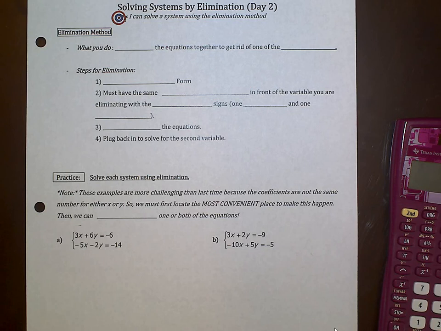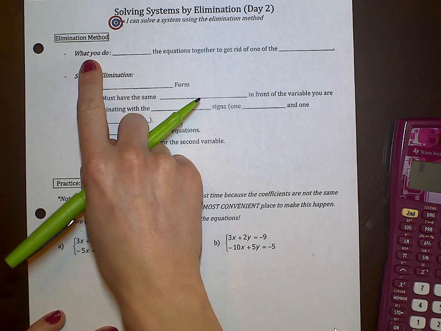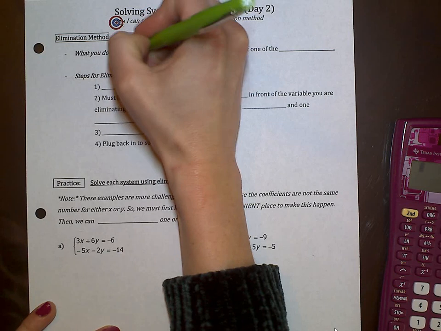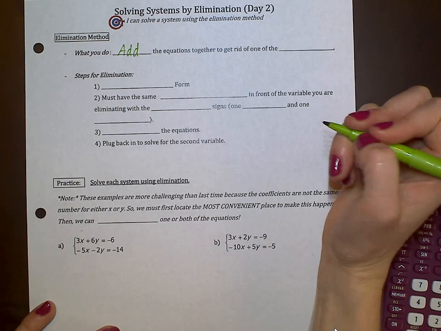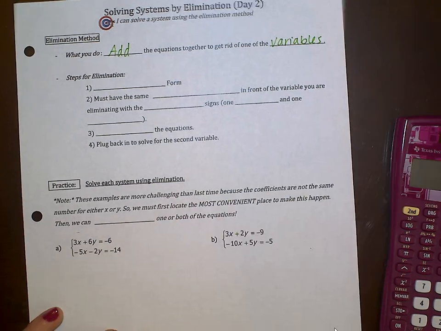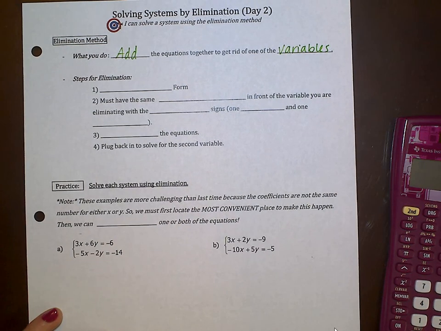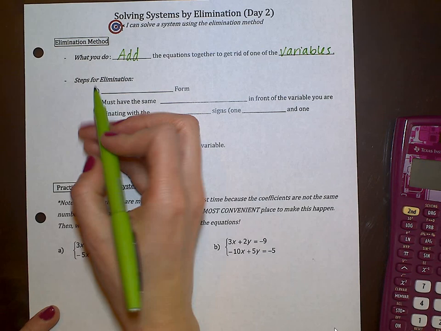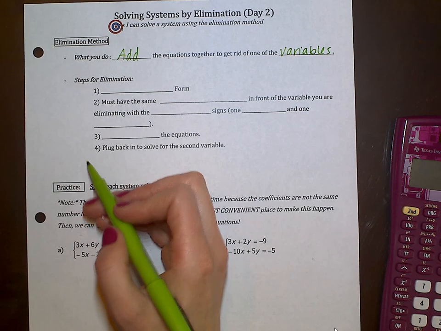So if you remember what we talked about with elimination last time, we said that you add the equations together to get rid of one of the variables. So that was kind of like the brief explanation of what you do when you use this method to solve a system. I'm going to give you guys some concrete steps to use.